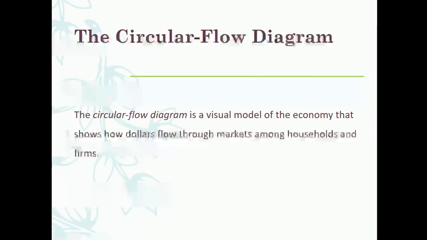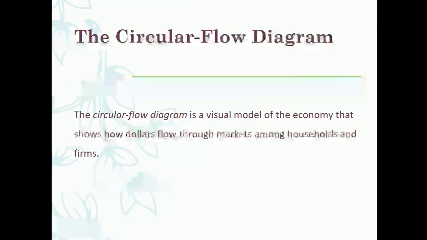Coming to the first one, that is the circular flow diagram. The circular flow diagram is a visual model of the economy that shows how dollars flow through markets among households and firms. There are two types of actors in the simplified circular flow diagram. First is household and the second is firm.